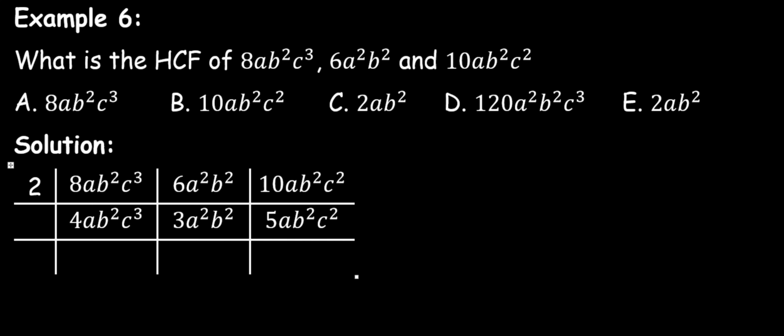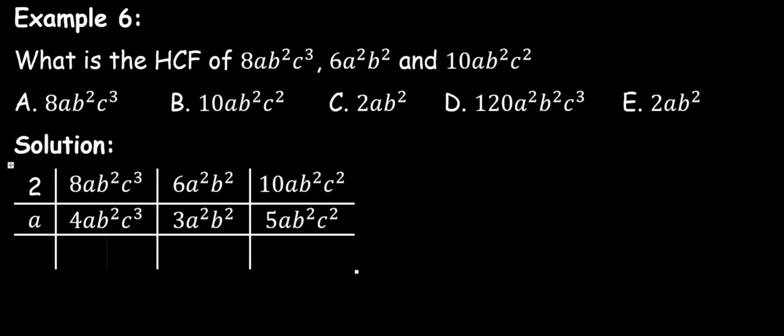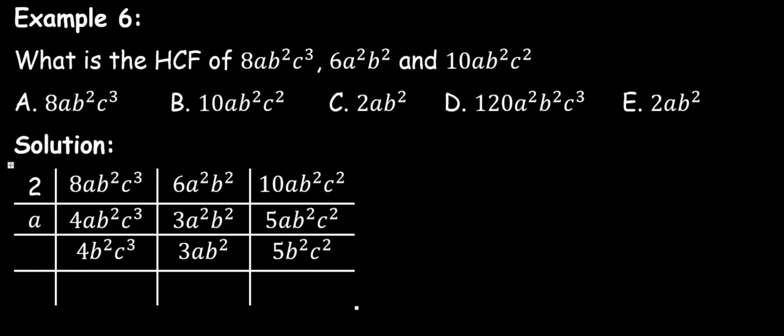In the letter aspect, starting with A, A can divide through. In the first case, you will now have 4B squared C cubed. In the second case, you will now have 3AB squared, as A squared is reduced to A. In the last case, you will have 5B squared C squared. Now, looking at the A aspect in our resultant value, A is no longer a common factor. So we now switch over to B.